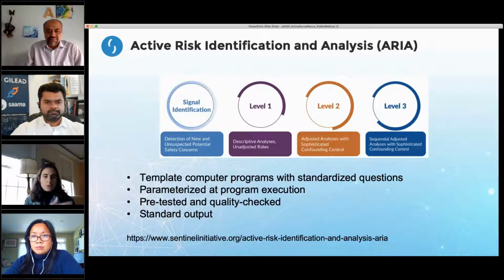And so we've built out this sort of suite of tools that are available not only to the FDA, but also to anyone who basically has SAS and has a data set to run them on. So they're parameterized at the point of execution, they're all quality checked, and they produce a standard output. And you can see many examples of that on our website.